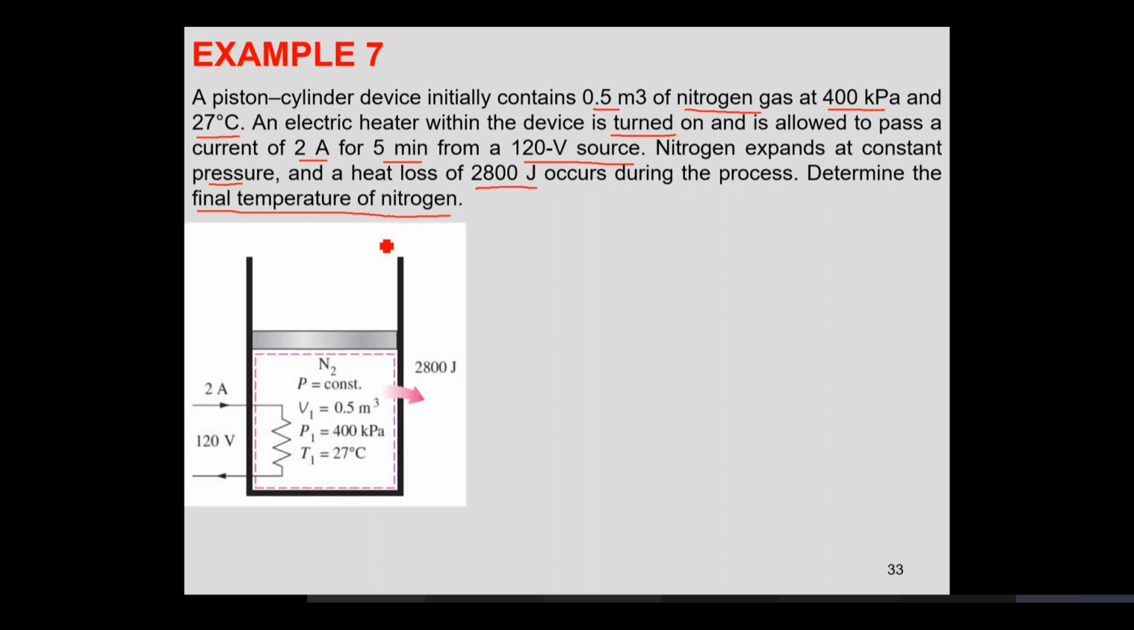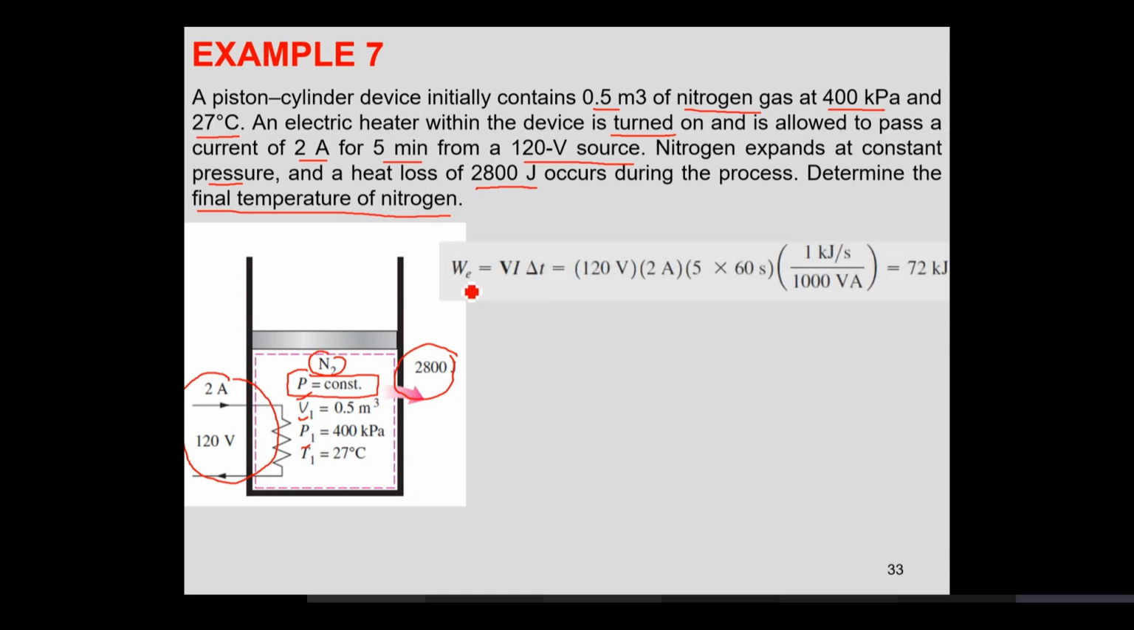So if we look at this example, nitrogen is your fluid, and it says constant pressure process. V1, P1 and T1 are given to you. This is the electrical work into the system, and 2800 joule is the heat that is moving out of the system. In order to determine the final temperature, you first determine the electrical work into the system, which is VIT. Voltage is given, current is given, you multiply by the time in seconds, divided by 1000. This is the electrical work being done on the system.